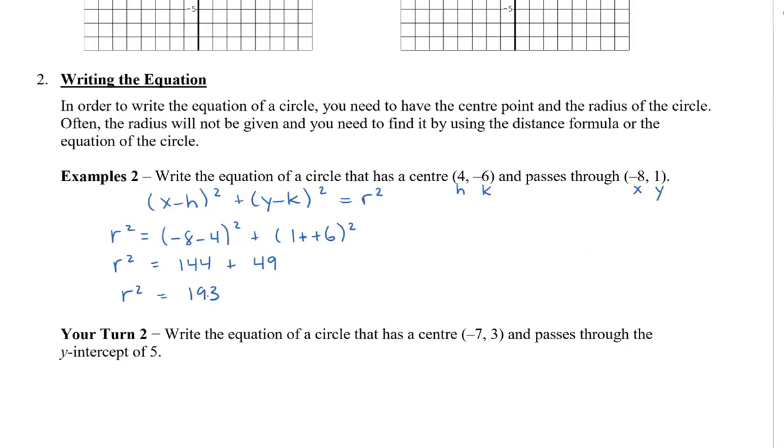So we actually don't need to square root the 193 to find r, because the equation of the circle states that we want it to equal r squared. That's what standard form is. So our standard form will be (x minus 4) all squared plus (y plus 6) all squared equals 193. And that's how you write the equation of a circle, given the center and a point.